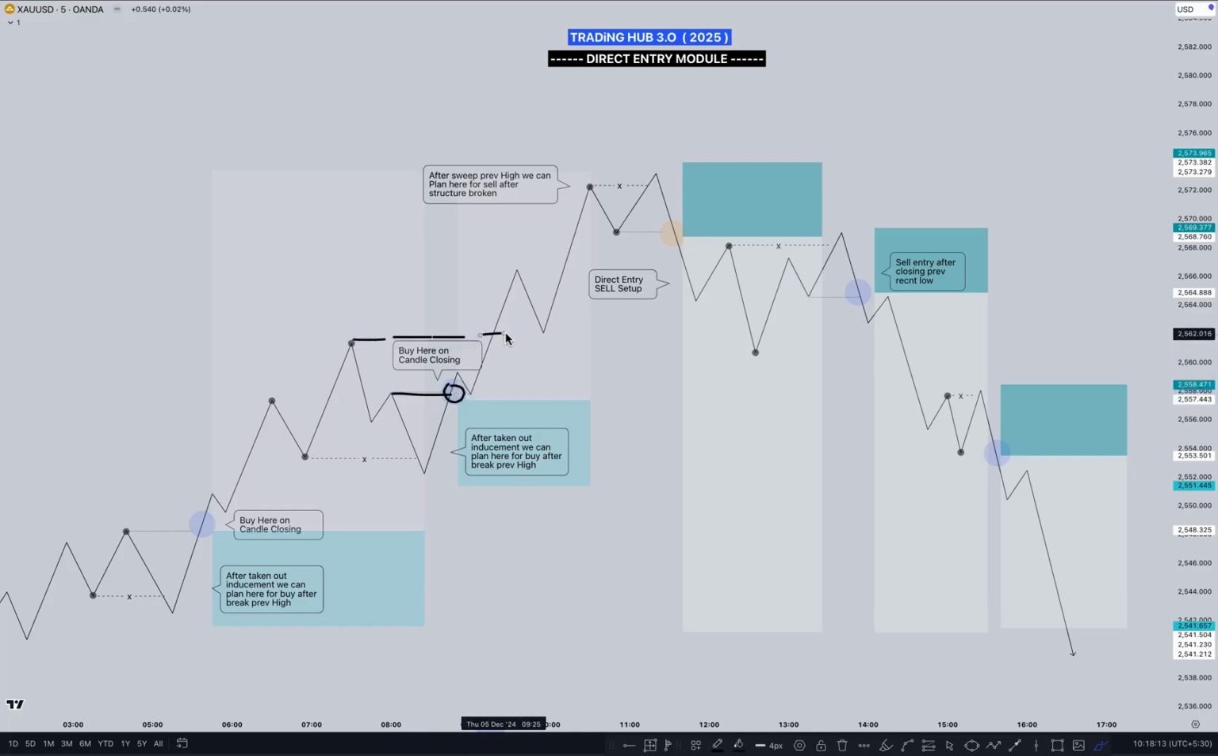Once price breaks this recent structure and closes above it, we can plan for the buy. You don't need to wait for it to break this high. Simply we can plan for the buy to the upside, taking out this one and closing above it, and put the stop loss just below it. So basically these are trend continuation patterns, and we are looking for the buy to the upside after taking out the inducement.